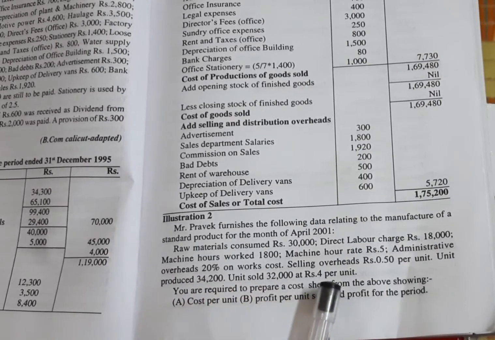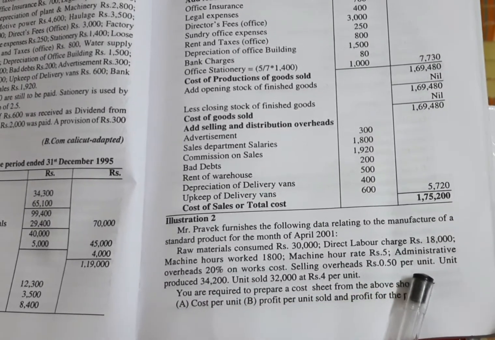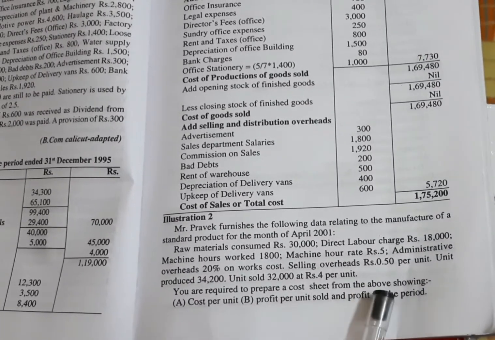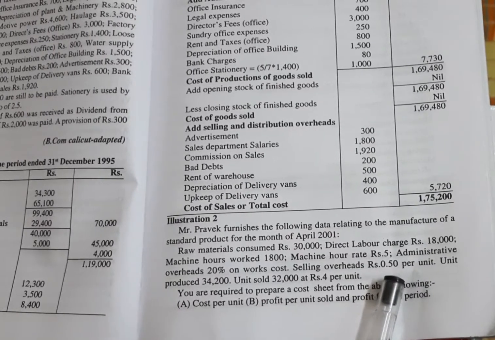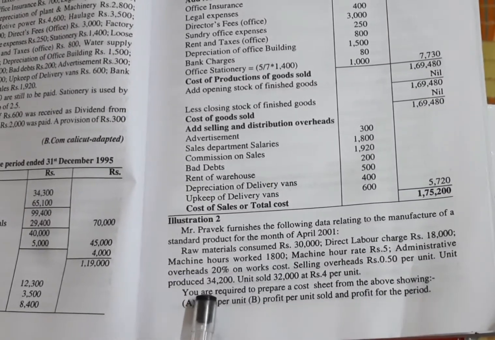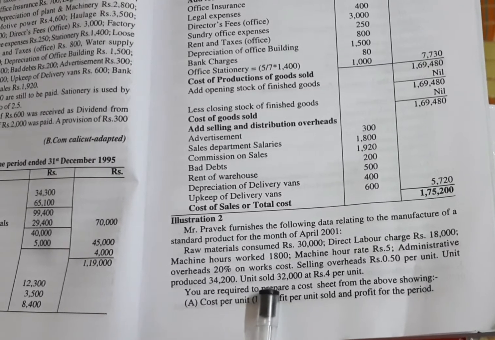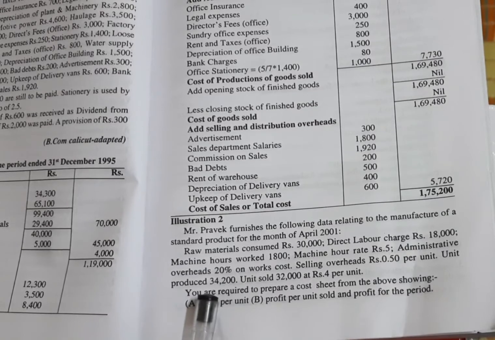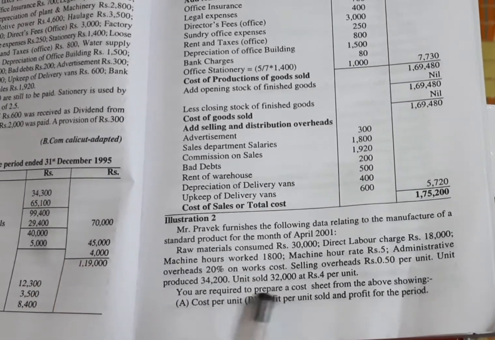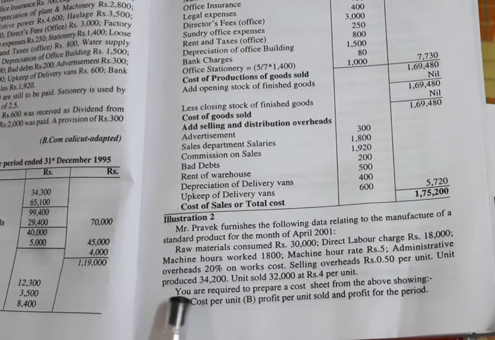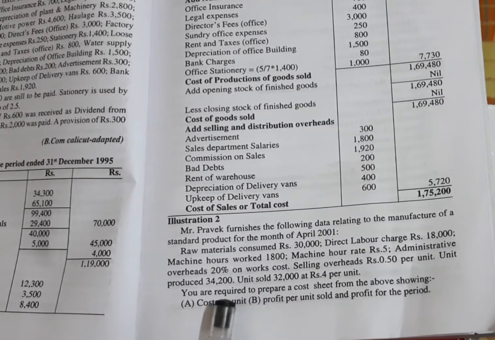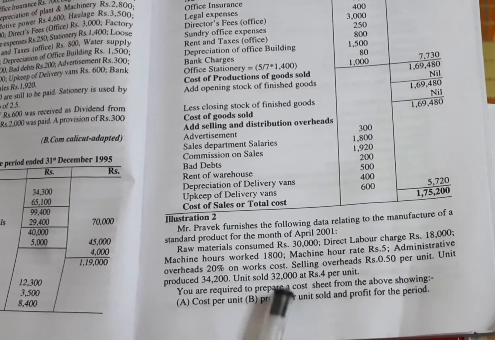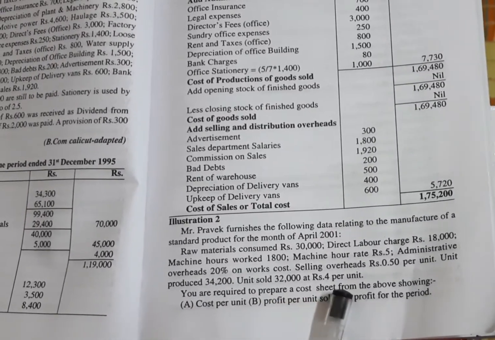Next, selling overheads 0.5 per unit. How many units you sold? For each unit they are collecting 0.5. Units produced 34,200. Units sold 32,000. So 34,200 you produced, but you sold 32,000. So what about the remaining balance? That is 2,200. The 2,200 will be nothing but closing stock. You sold 32,000 units at 4 rupees per unit.